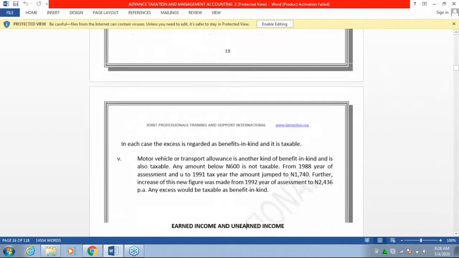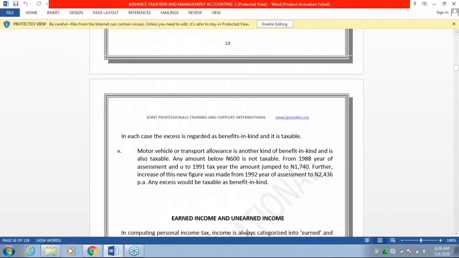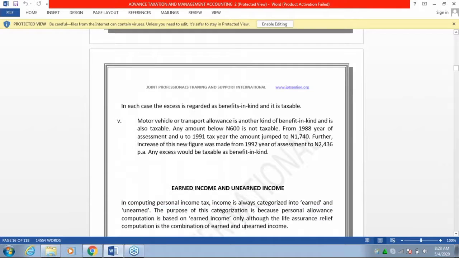Are you getting it? Motor vehicle or transport allowance is another kind of benefit in kind, and it's also taxable, of course, because any amount below 600 is not taxable. From the 1988 year of assessment to the 1991 tax year, the amount jumped to 1,740 from 600. You can see it. A new increase was made from the 1992 year of assessment to 2,436 naira per annum. So any excess will be taxable as benefit in kind.